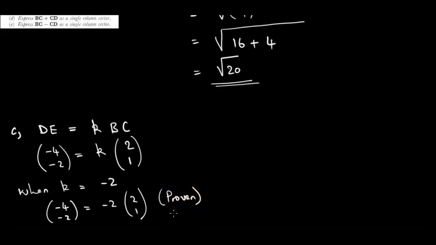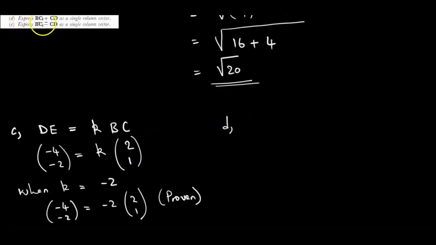That is it. DE is equal to (-4, -2) and K is the scalar, that which should multiply BC to find DE. But we see that minus 2 should be the value which multiplies BC to get to DE. So that is why we have done it in that way. So we have finished C. What about D?